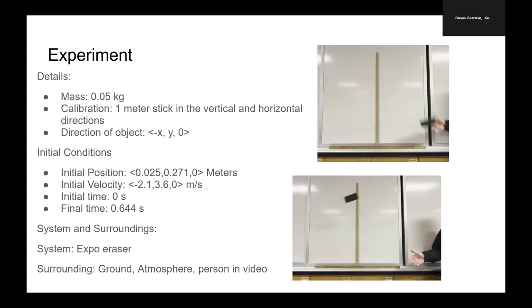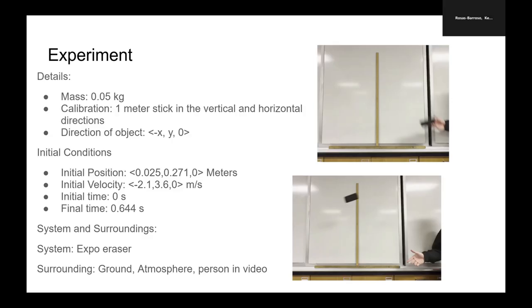So for the experiment itself, the mass of the object was 0.05 kilograms. The calibration that we used was a meter stick in the vertical and horizontal directions, and the direction of the object was in the negative x, positive y direction. Some of the initial conditions were that the initial position was 0.025, 0.271 meters. The initial velocity was negative 0.21, 3.6 meters per second. And the initial time was 0 seconds, and the final time was 0.644 seconds.